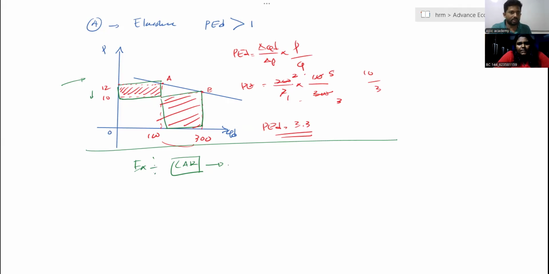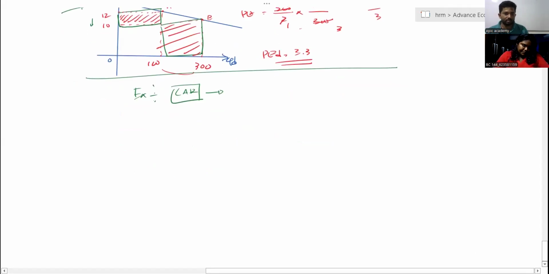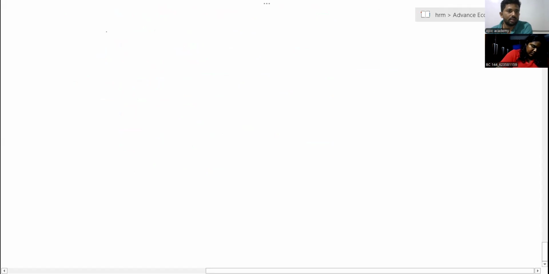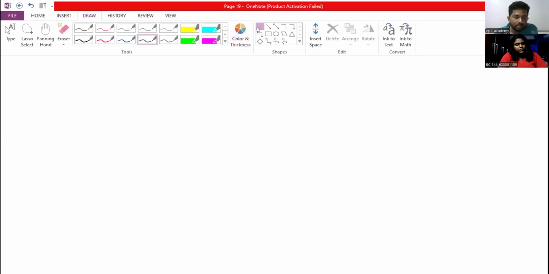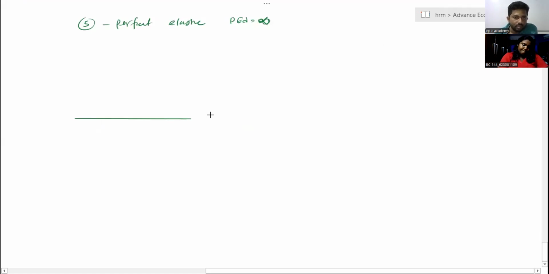Practical factoring. Right? Okay. Did you get the idea for this one? Yes. Let's move to the last one. It is perfect elastic. Number 5. Perfect elastic, PED equal to infinity. Unable to calculate that amount. That is why it becomes infinity.